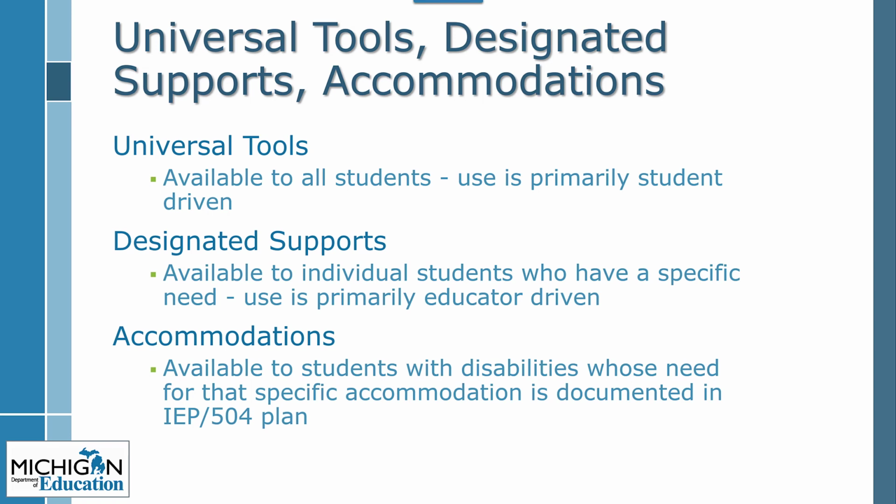Finally, accommodations are available for students whose IEP or 504 plan documents the need for this accommodation. An example of this would be the multiplication table for grades 6 and 7 mathematics. It is only allowed for students who have an IEP or 504 plan, and that plan must specifically indicate the need for a multiplication table during M-STEP testing in order for the accommodation to be allowed.